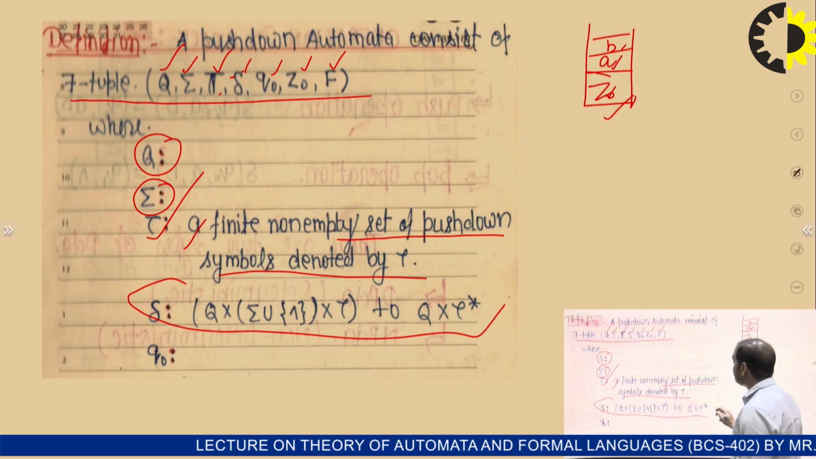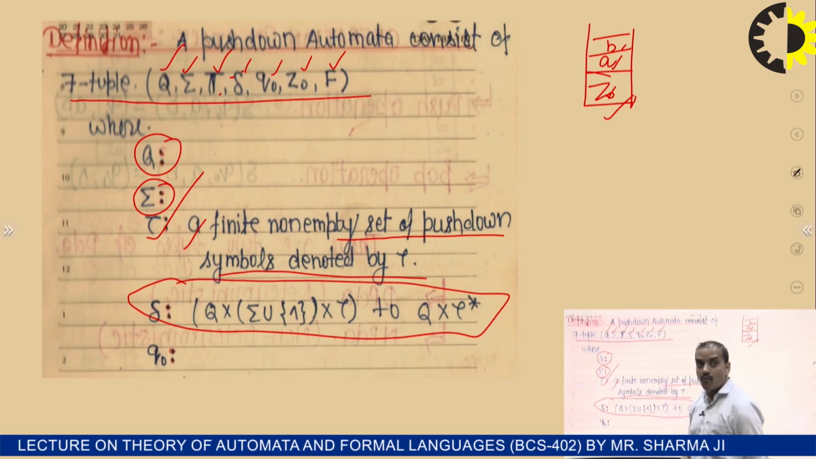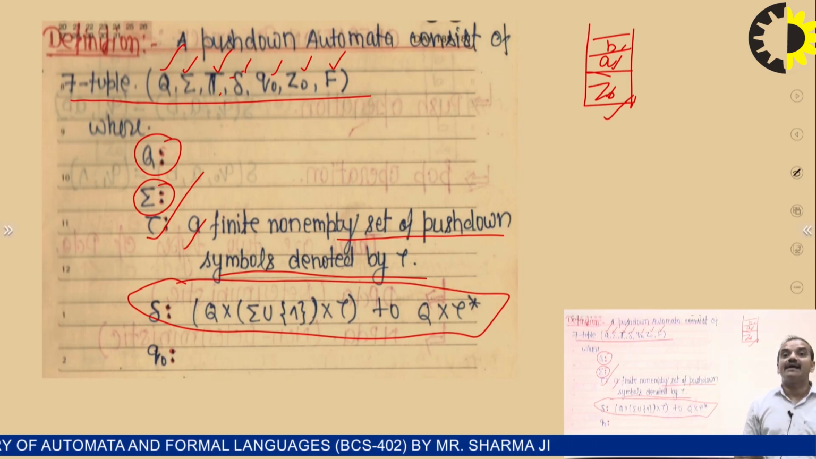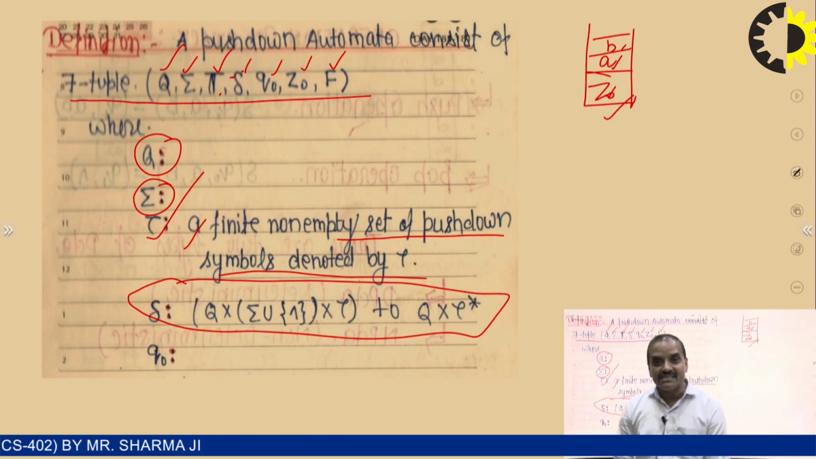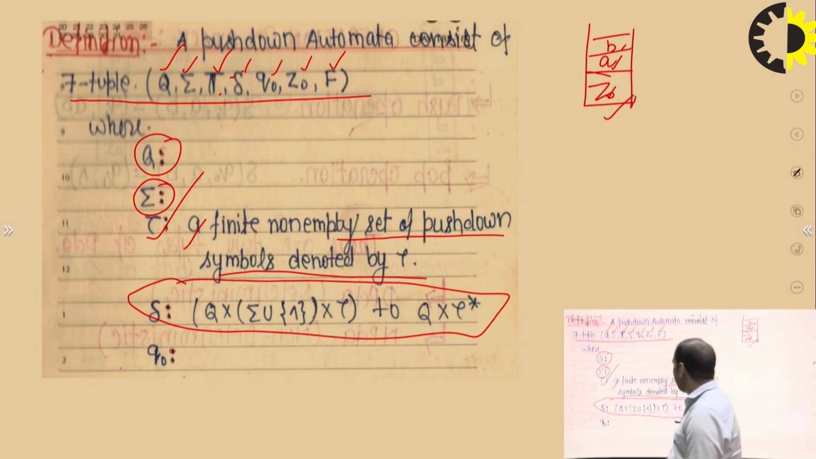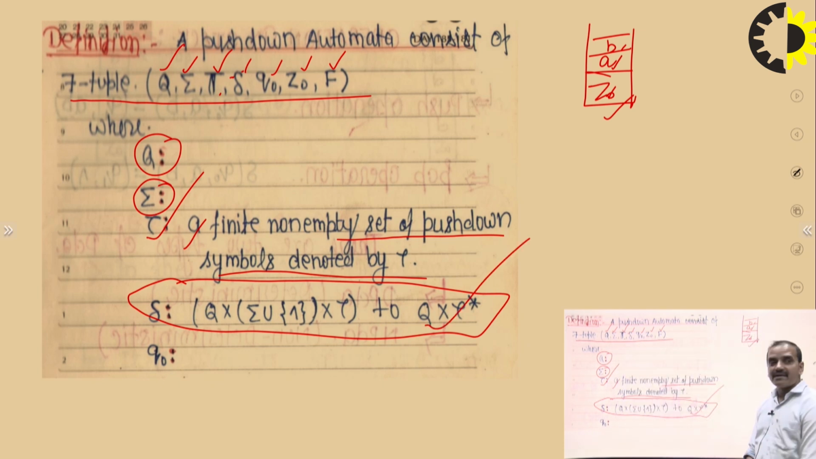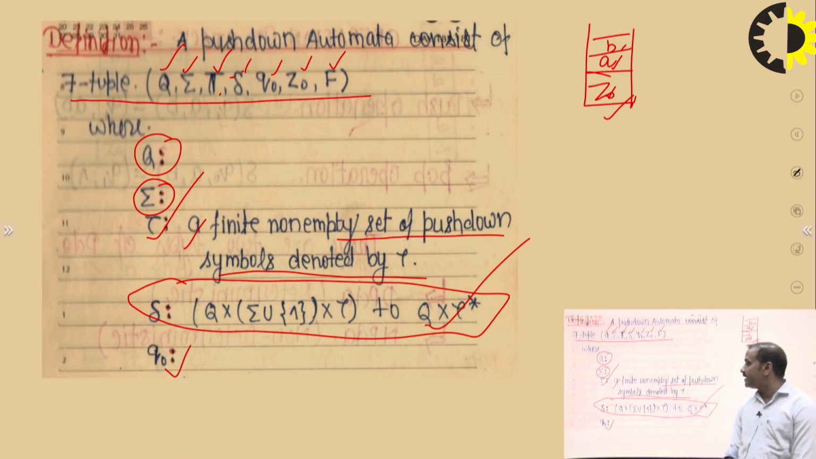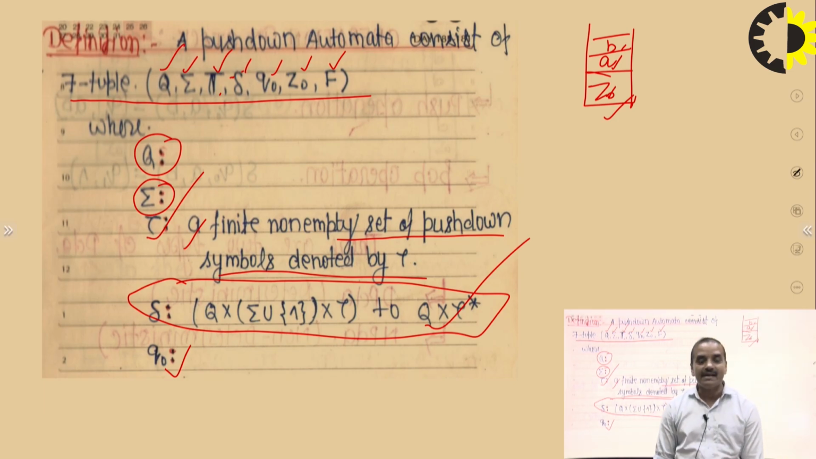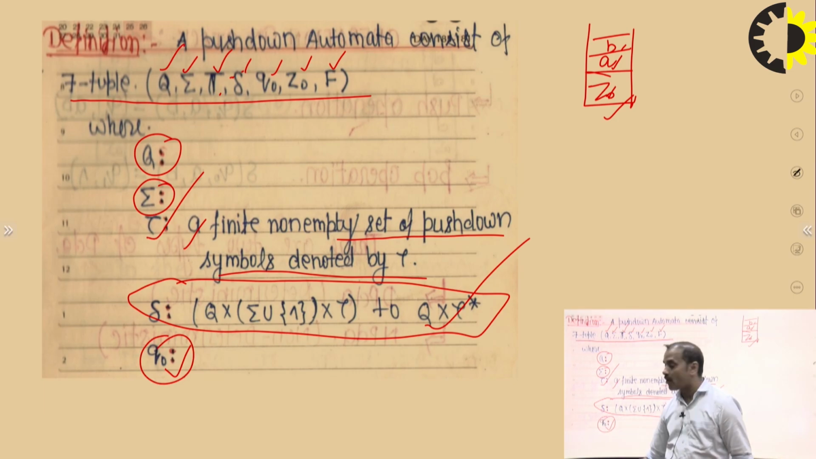Delta is the transition function. What is the present state? What is the next state? What input will be taken, and how we have to move from the present state to the next state, that is decided by delta. Next one is Q naught. Q naught is the initial state that decides from which state we have to start processing. That is decided by Q naught.